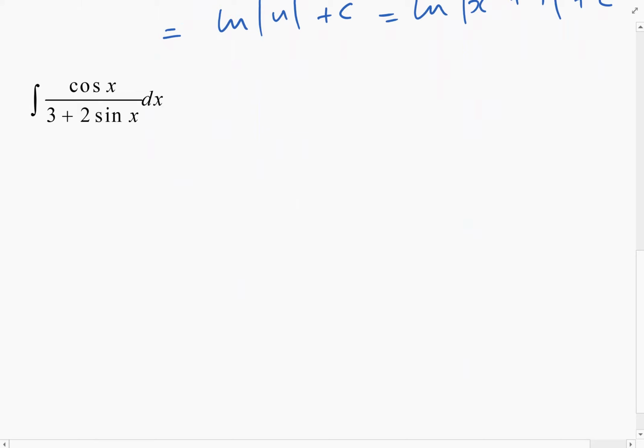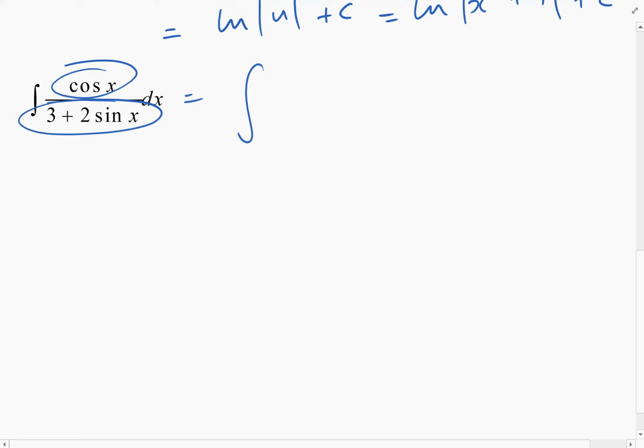Here's another question. Now, if you look at this, if we differentiate the denominator, you can see that we would get 2 cos x, which is very similar to what we've got on the numerator. So again, if we let the whole denominator be u, hopefully we'll be able to cancel out the cos x's. So let's give that a try.